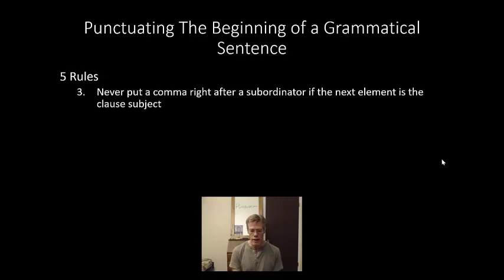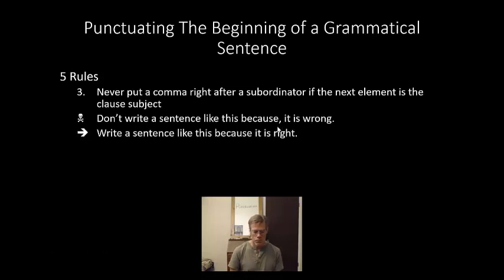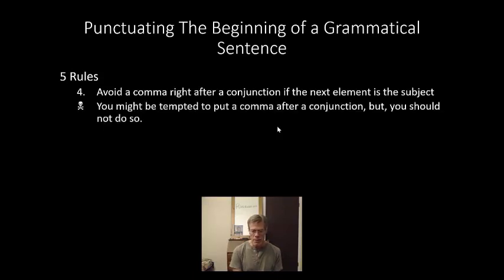Never put a comma right after a subordinator if the next element is the clause subject. Don't write a sentence like this because it is wrong. No comma there. Avoid a comma right after a conjunction if the next element is the subject. So this is quite similar to the previous one. You might be tempted to put a comma after a conjunction, but you should not do so.